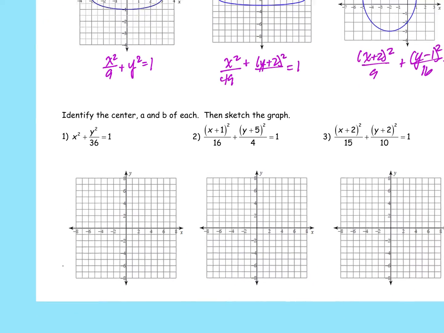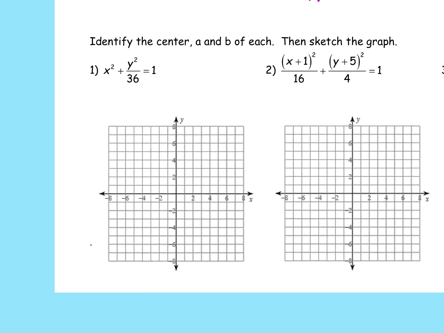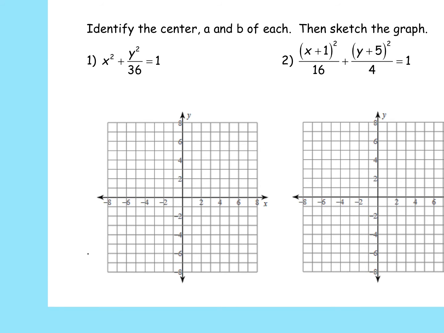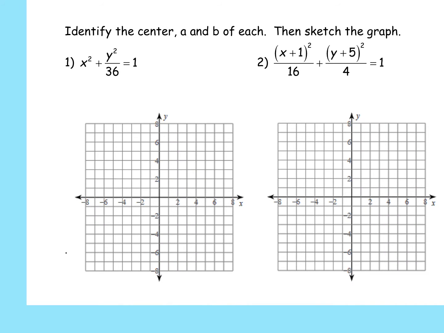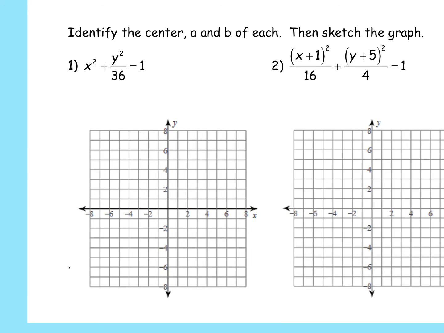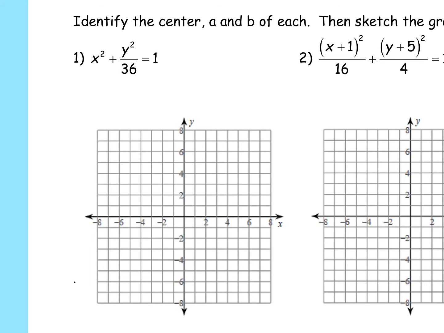Okay, so now we're going backwards. It says identify A and B and then sketch the graph. And the center. So on number 1, we need to find the center, A and B. So we're just pulling it out of my equation. Since I'm not adding anything to x or y on the top, my center is going to be 0. What is A? It's 1. Good. B is 6. Very good.